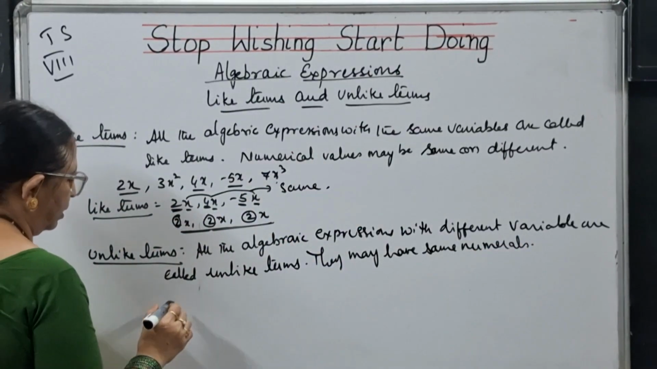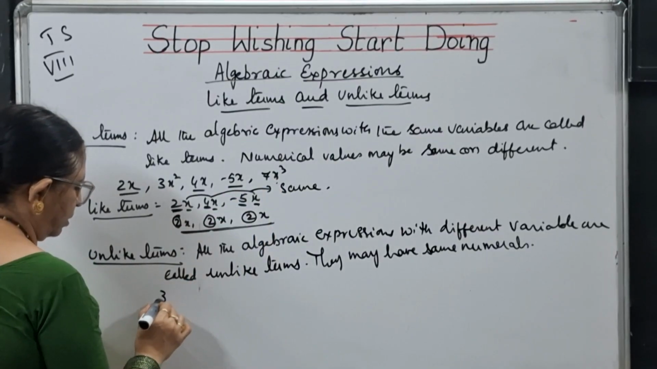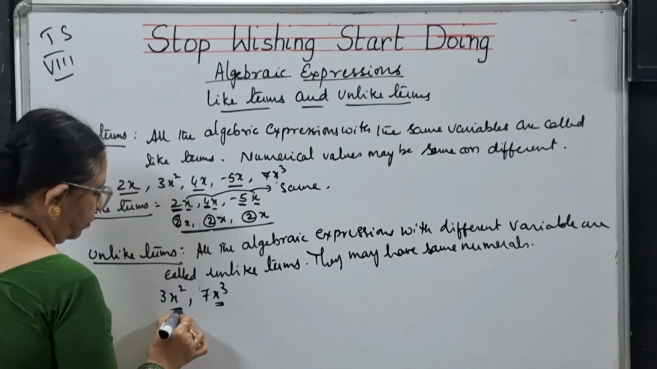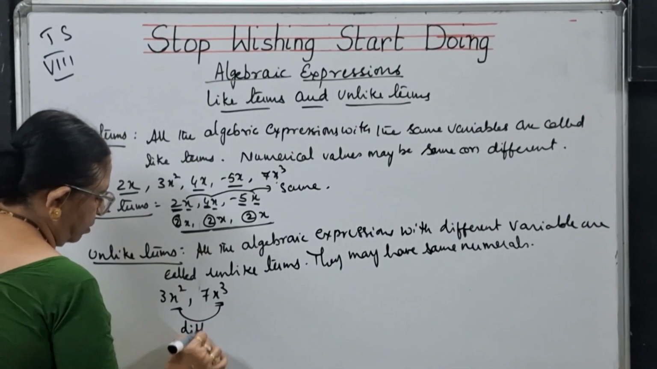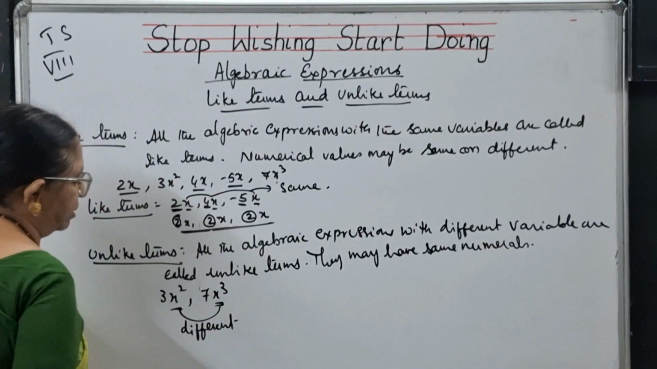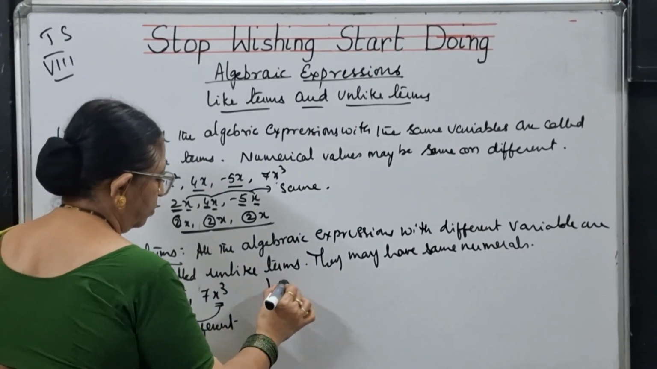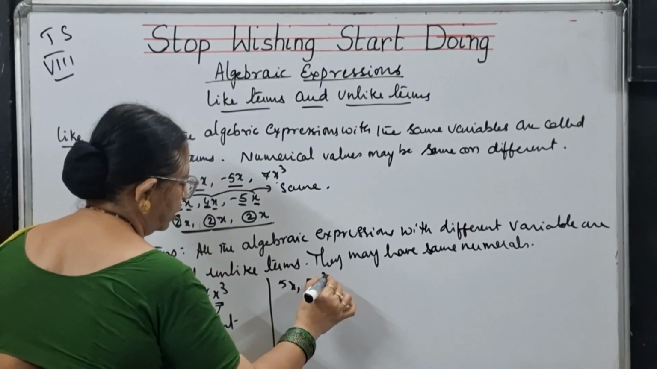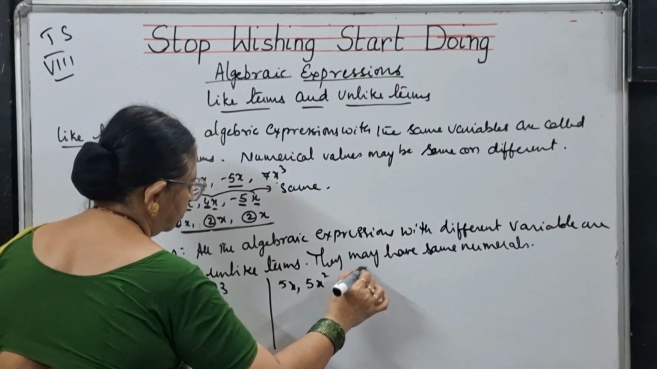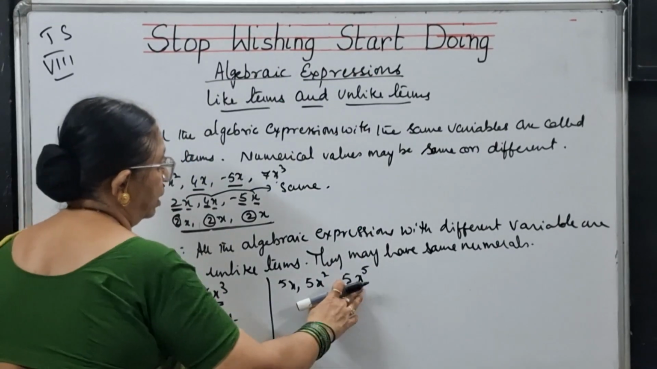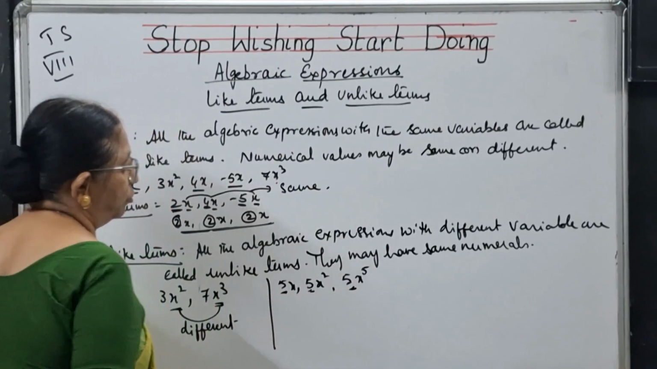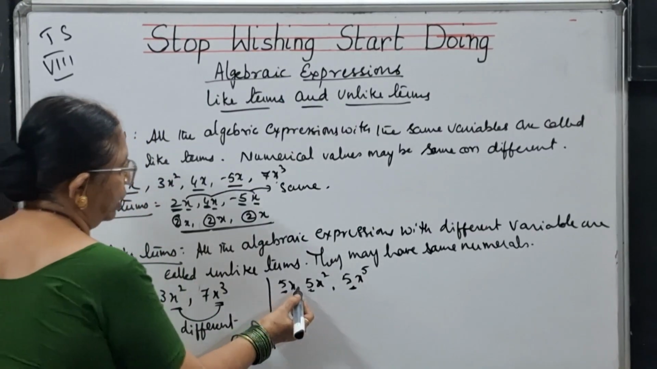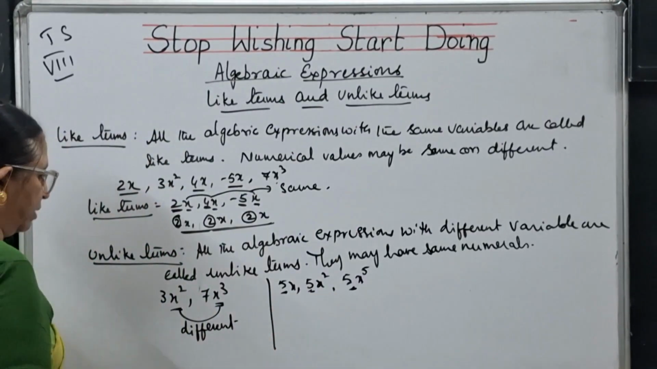As an example, let us take 3x square and 7x cube. Here you see these two are different, so we call them unlike terms. Suppose you have 5x square and 5x to the power of 5. These are also called unlike terms, though the numericals are the same, because we are concentrating on variables only. When variables are different, we call them unlike terms.